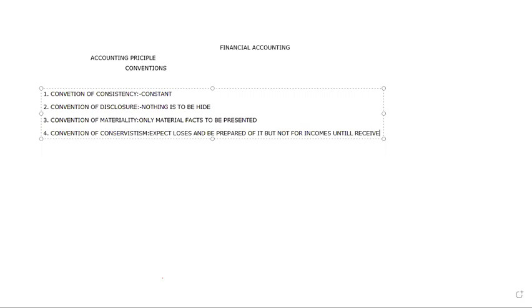So that is what it says: you should not plan earlier about incomes until you actually receive them. If you receive, then you plan, it's well and good. But until it comes to your hands, please do not think about it. Please do not show it in your books of accounts. That is what this conservatism means. So it says you show income in your books of accounts only if you really receive it. But what about expenses? For expenses, this rule does not apply.